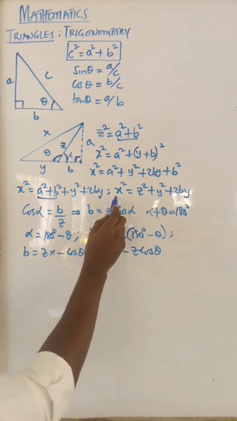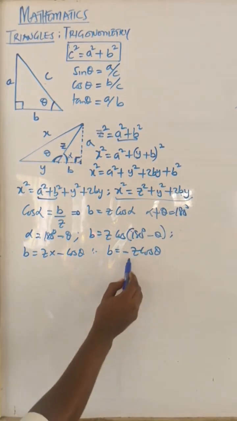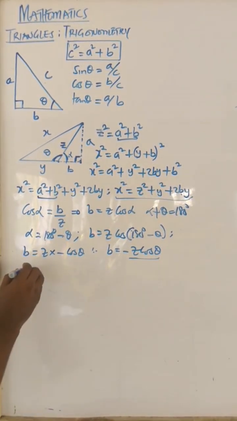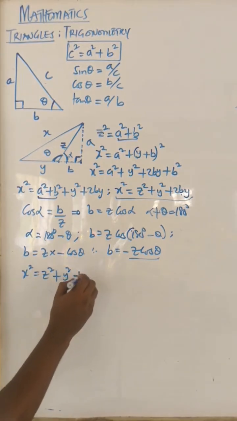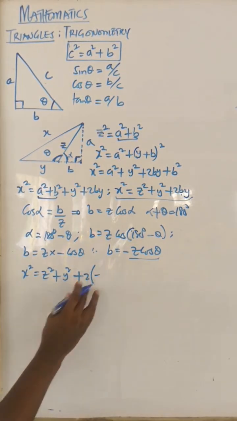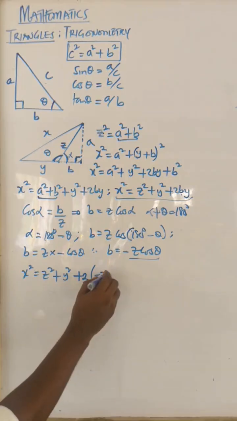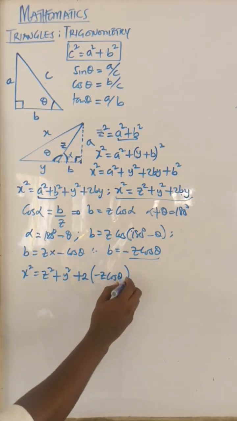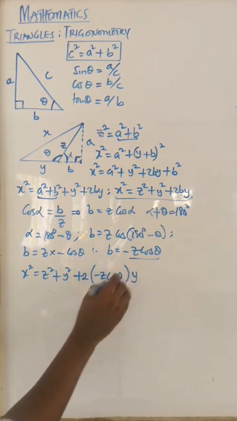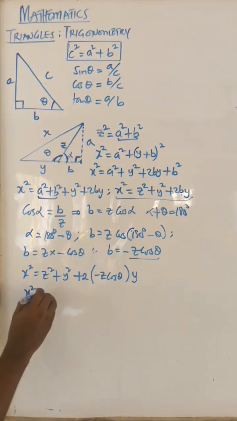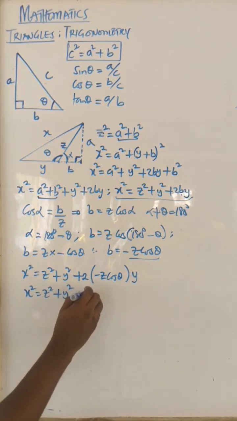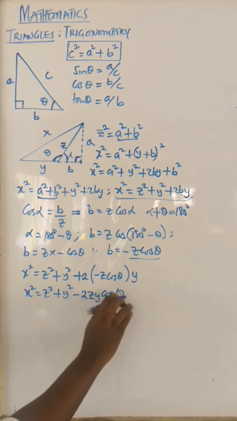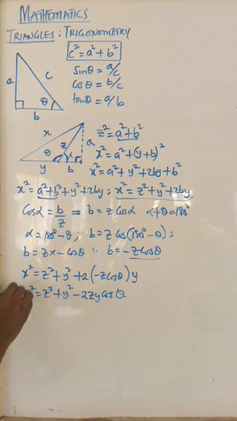Let's now come back here and replace this B with minus Z cos theta. So X squared equals Z squared plus Y squared plus 2 times B, which is minus Z cos theta. So X squared equals Z squared plus Y squared minus 2ZY cos theta. So this is the connection between them.